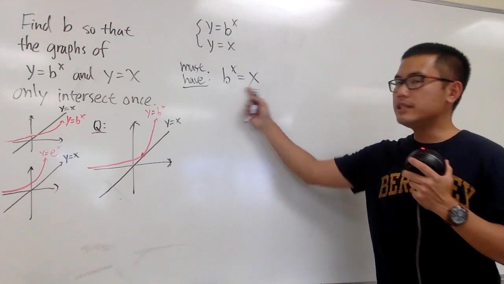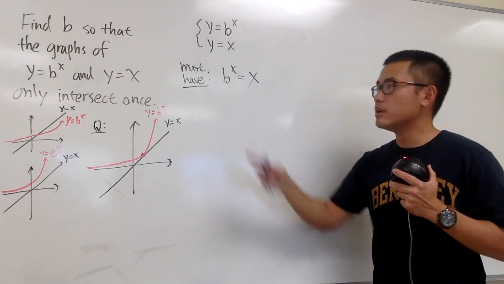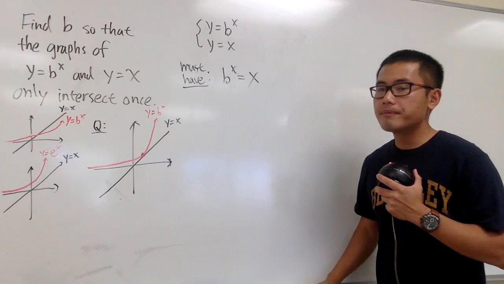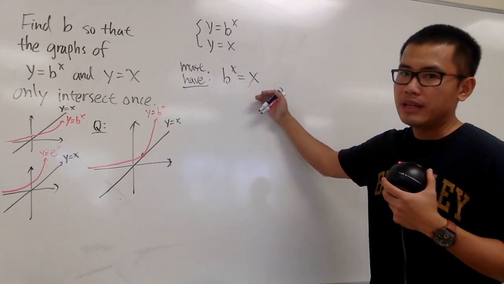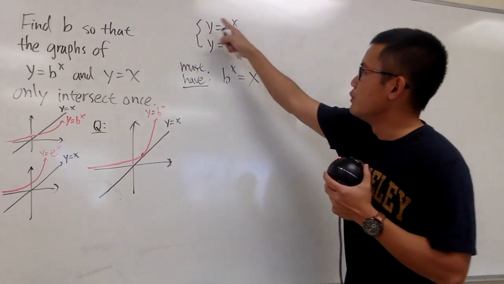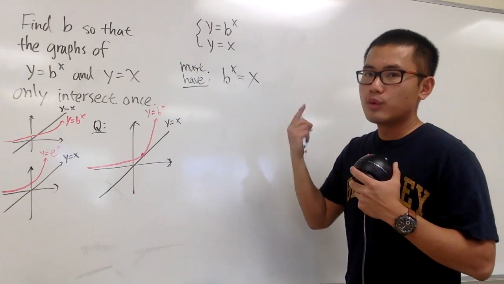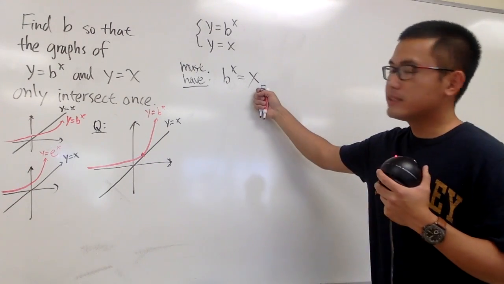And I'm working with this equation. It has two unknowns, namely the b and the x, right? But if you look at this, I just have two unknowns. If you look at the original, you have three: x, y, and b. So this is the first condition that we have.